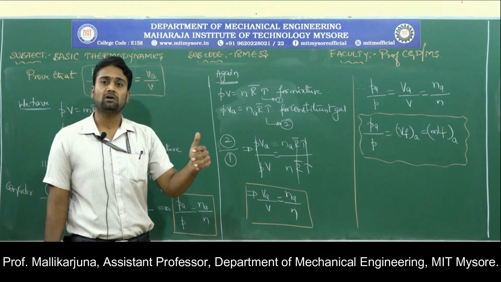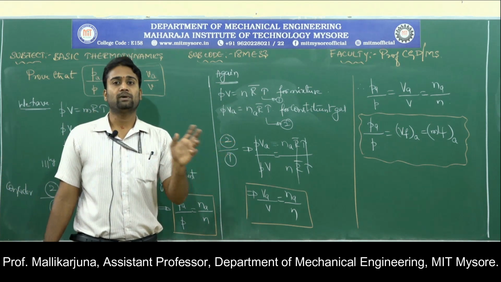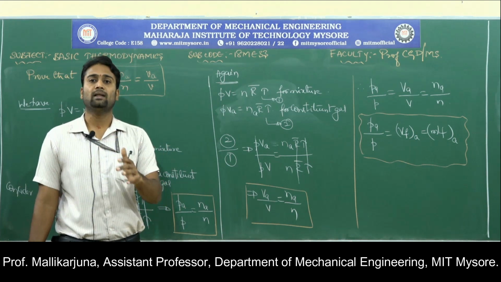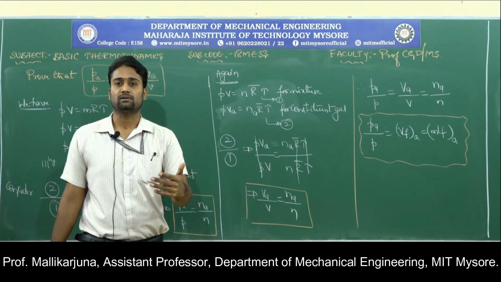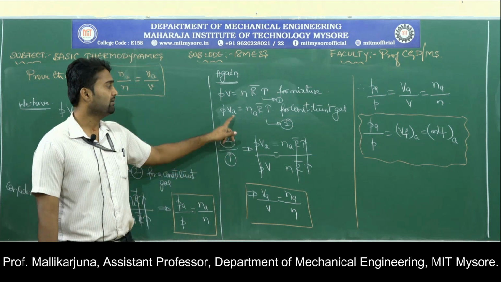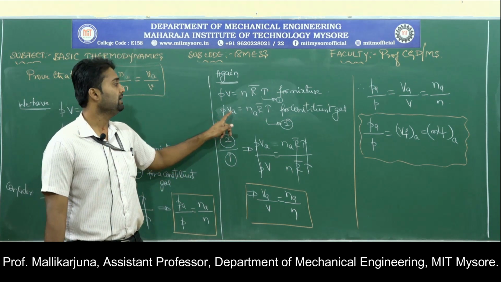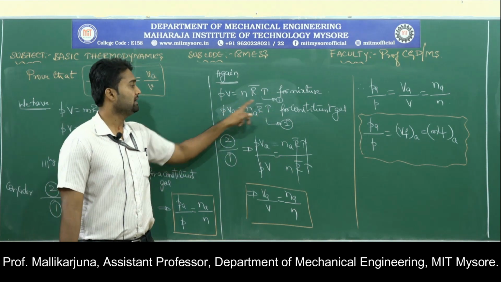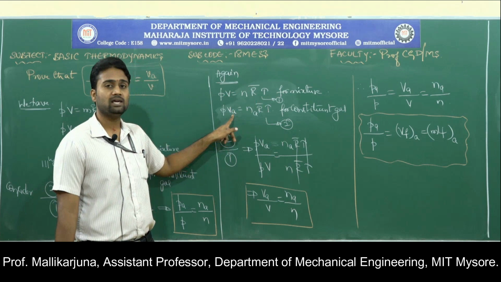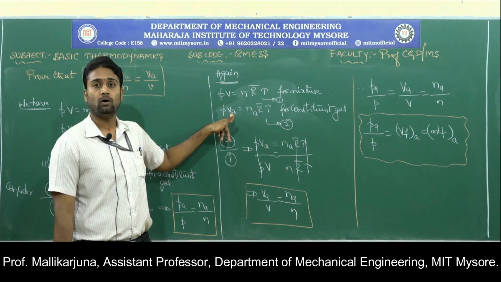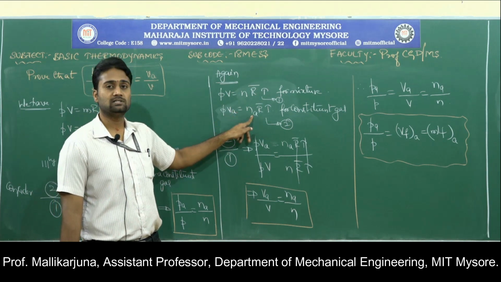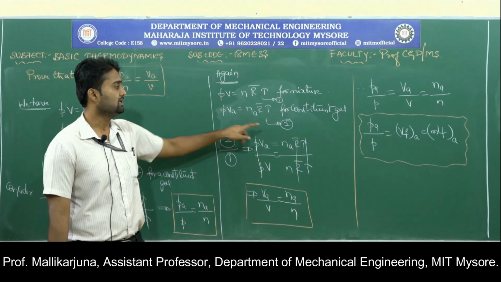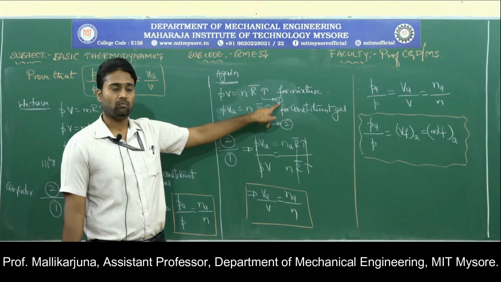What does that law say? The overall volume of the mixture will be equal to the summation of volumes of individual constituent gases when pressure and temperature are constant. Keeping that law in mind, I have written this equation wherein P into VA is equal to NA R bar T, where P and T are constants and VA is nothing but the volume of constituent gas A, NA is the number of moles of constituent gas A. So now I will call this equation number 2 and this equation number 1.